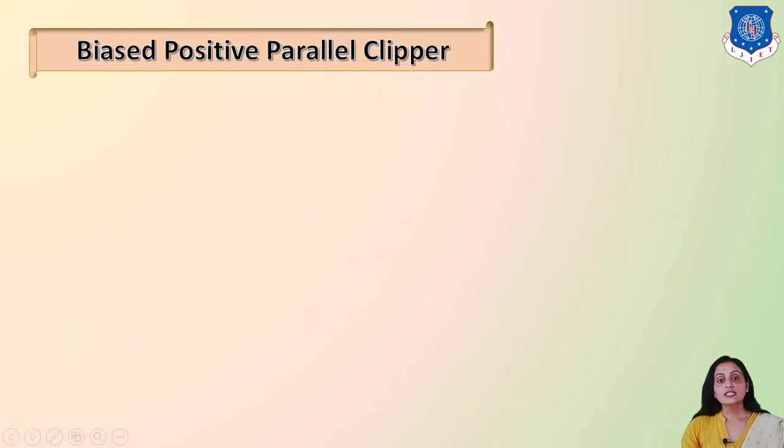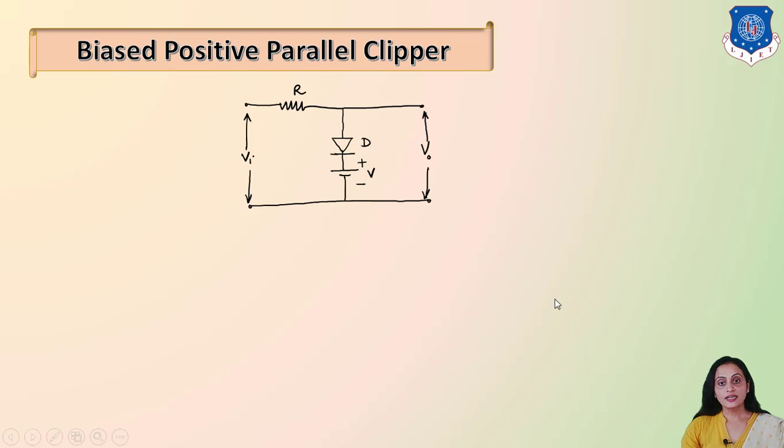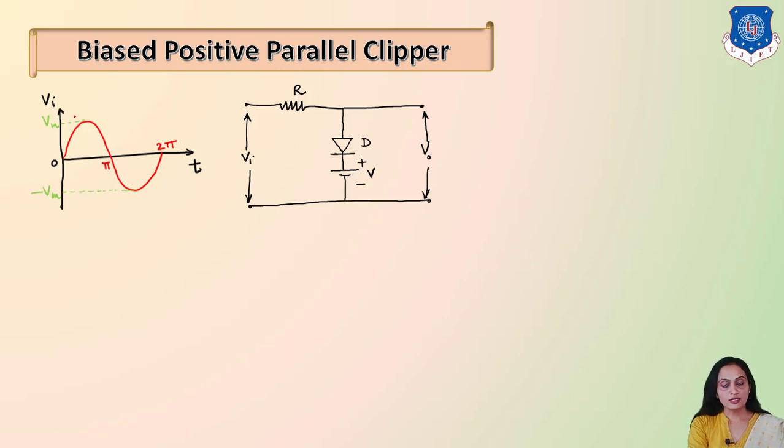Now we will see the biased positive parallel clipper. This is the circuit diagram for the biased positive parallel clipper. We will apply the sinusoidal signal with the input voltage range plus Vm to minus Vm.